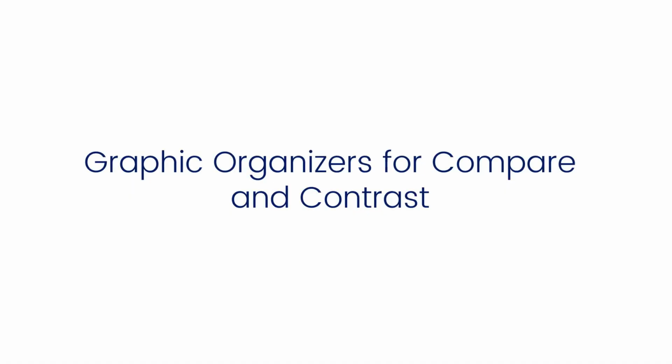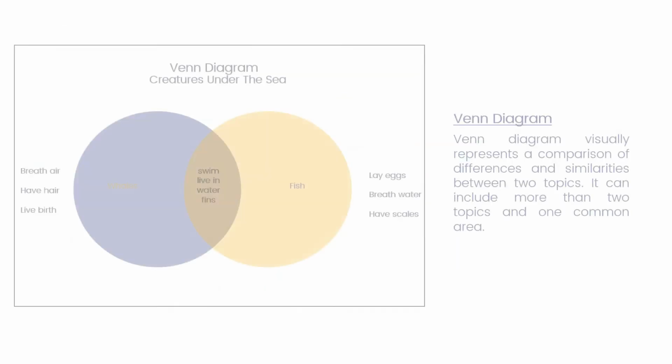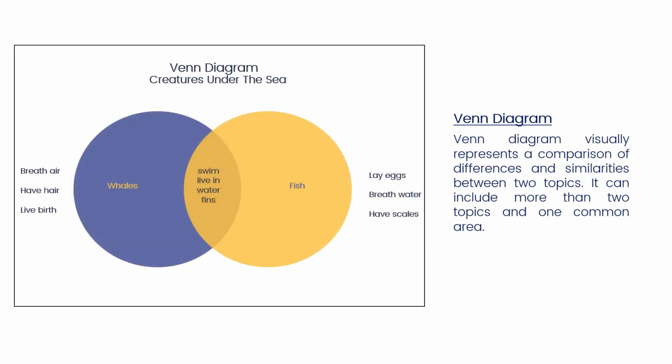Graphic organizers for comparing and contrasting. Double bubble map. The double bubble map is a thinking map. It is used to identify similar and different qualities between two things. Venn diagram. A Venn diagram visually represents a comparison of differences and similarities between two topics. It can include more than two topics in one common area.